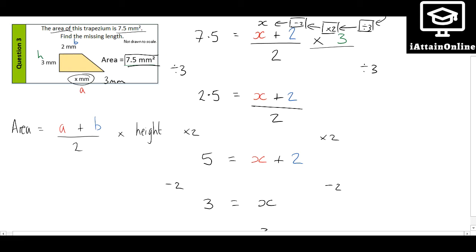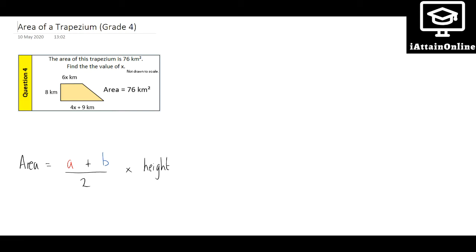And you could always double check that by working forwards. That's our final answer, but you can check it by putting those values into this formula. So 3 plus 2 is 5. 5 divided by 2 is 2.5. 2.5 multiplied by the height, which is 3, gives you 7.5. So we know we've got that right. So x was 3 millimeters. Okay, last question is a little bit more tricky. And remember I said this one involves you forming and solving an equation.